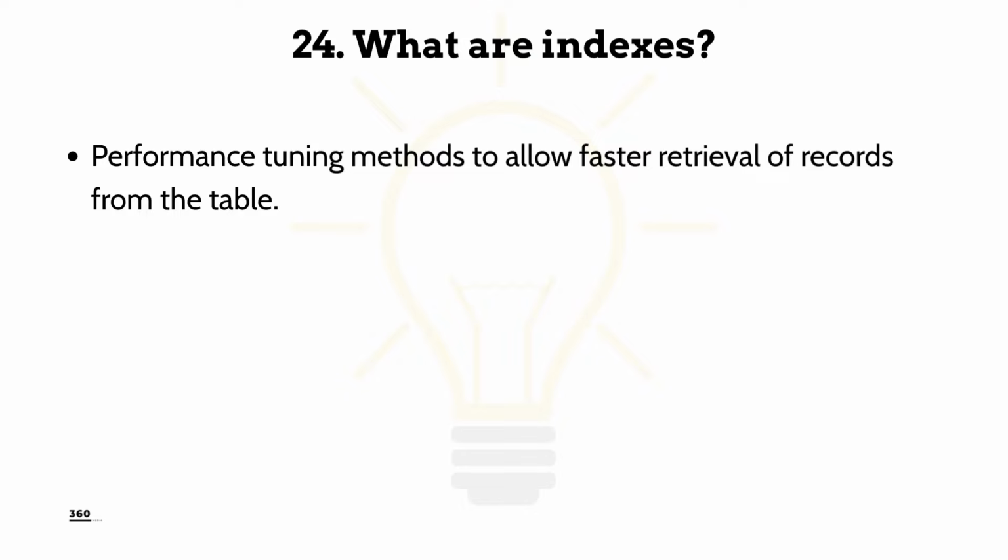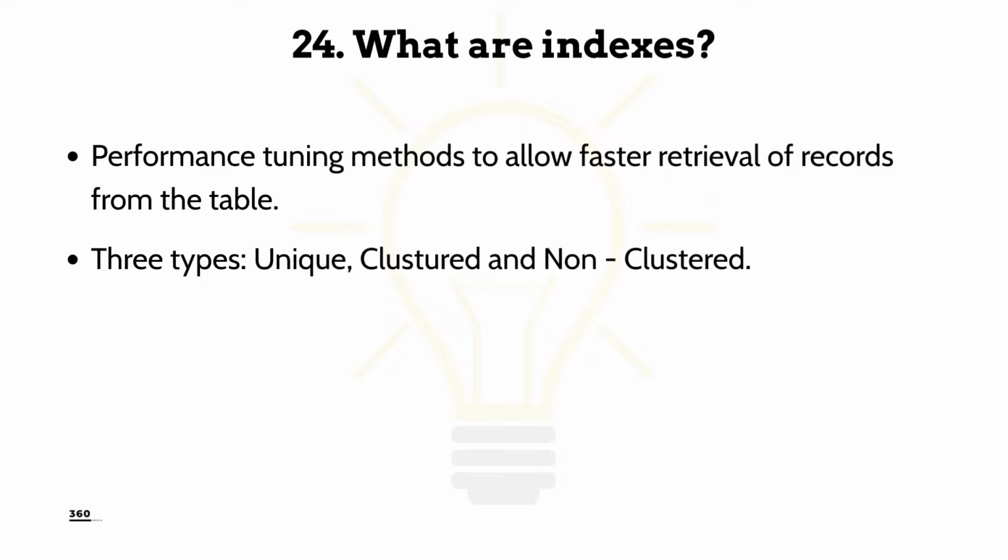The next set of questions are based on SQL indexes. An index is a performance tuning method which allows faster retrieval of data from the table in the database. Types of indexes include the unique index, clustered index, and the non-clustered index. We will quickly have a look at each of these.